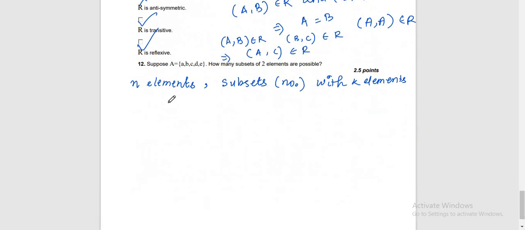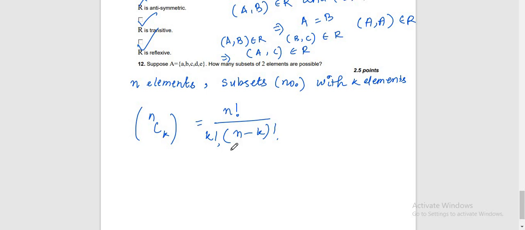Then we have a formula, nCk, which can be simplified and written as n factorial divided by k factorial times (n minus k) factorial. What does n represent? n represents the number of elements in the initial set. k is the number of elements in the subset that we are going to find.